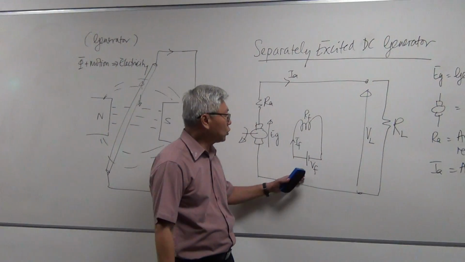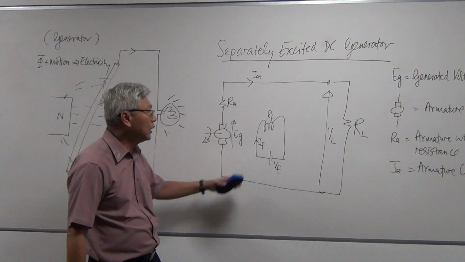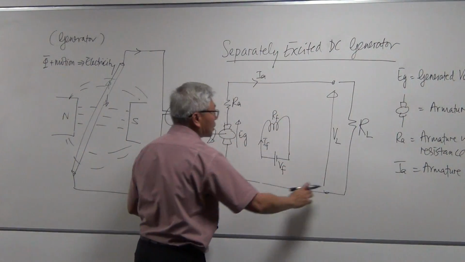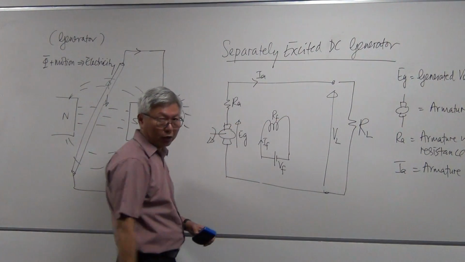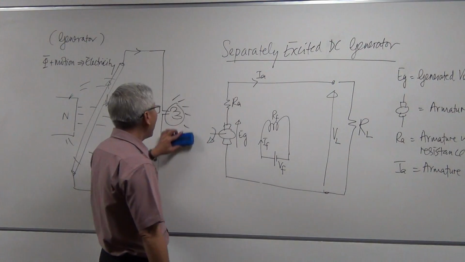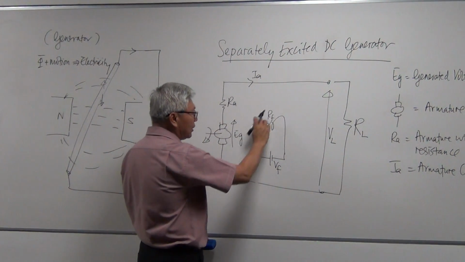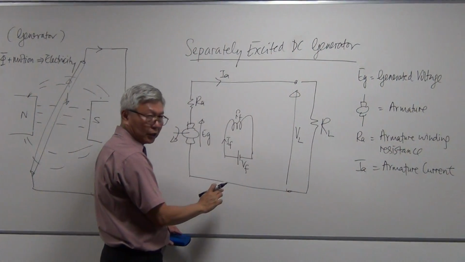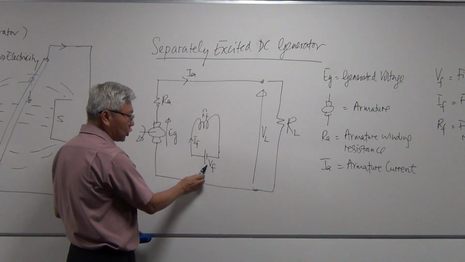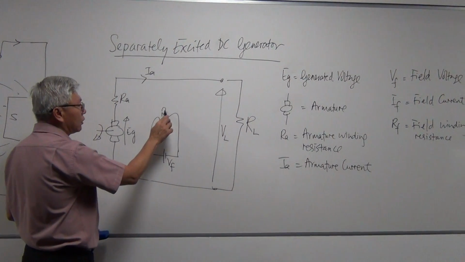Now if I were to put it into an equivalent circuit diagram, I would have this. This diagram here is called a separately excited DC generator. Why do I call it separately excited? Because there are two circuits. The inner circuit here is the magnetic circuit. This is the field voltage, field current, field winding resistance.